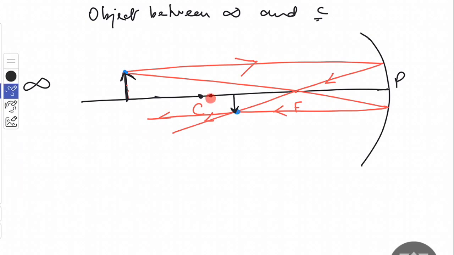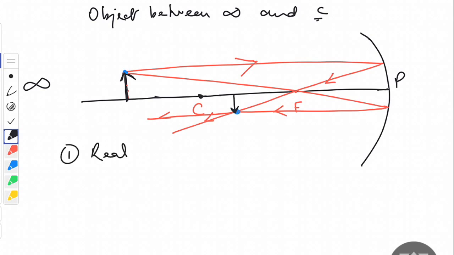Any doubts, you can ask me. Now this image, what is it? First question, is it a real image? Yeah, it's a real image. So observation 1, it's a real image.